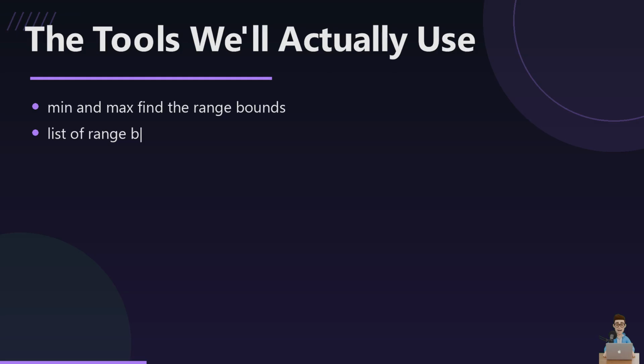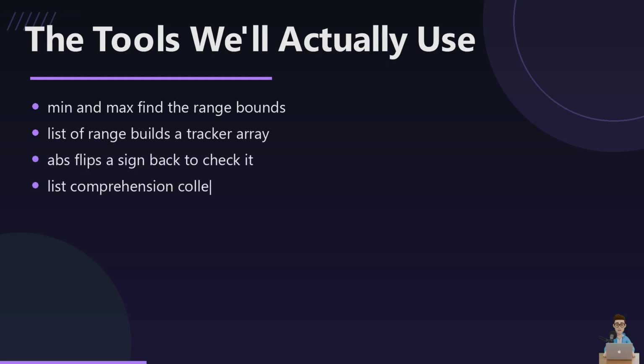Before we write anything, let's meet the 4 built-in tools we'll lean on, each one explained on its own first. Min of nums and max of nums just hand you the smallest and biggest number in a list. Min of 4, 2, 5 is 2. Turning a range into a list builds an actual list of numbers 1 through 5. A range on its own is lazy and doesn't show numbers until you wrap it in list. Abs strips away a negative sign, abs of negative 3 is 3.